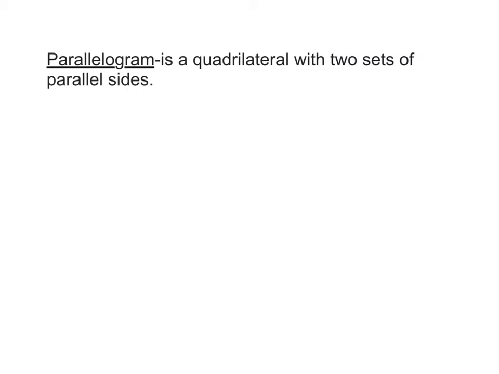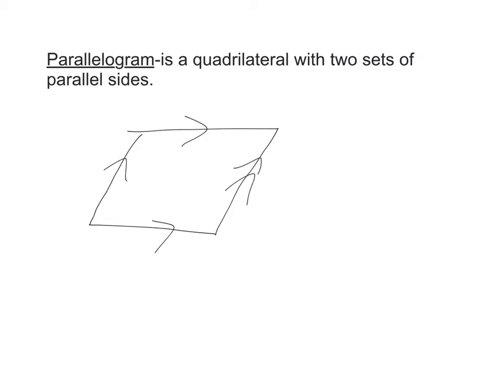At any time you can always pause this video to write something down, or you can rewind it to watch something again. A parallelogram is a quadrilateral with a set of two parallel sides. A quadrilateral, we know, is a four-sided figure. So these two sides are parallel, and these two sides are parallel. That's what it means to be a parallelogram.